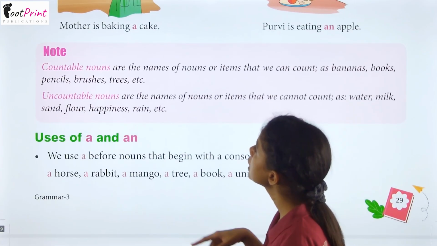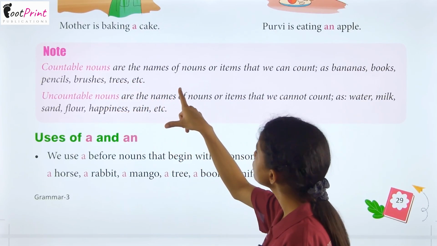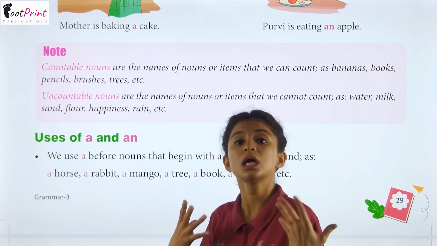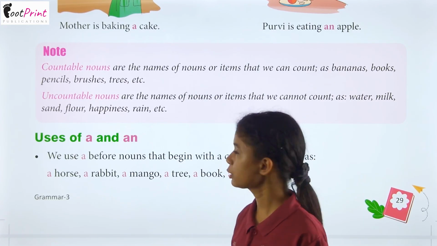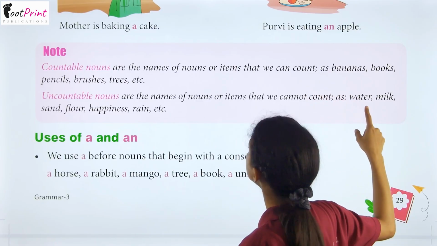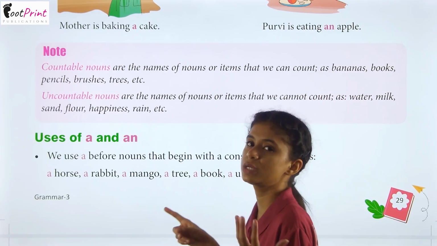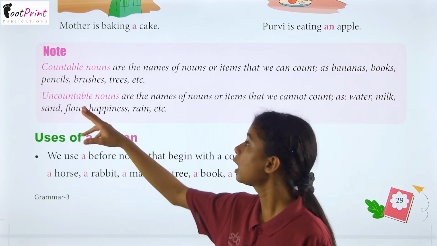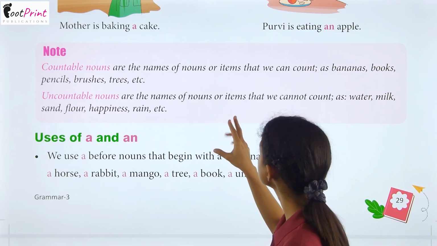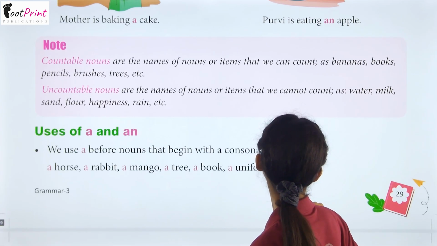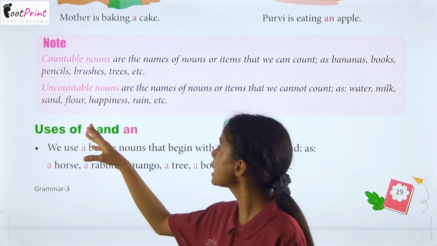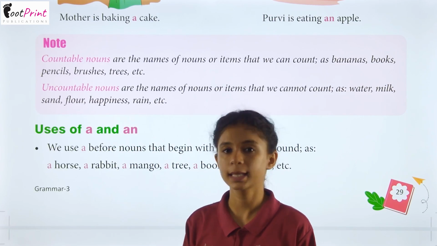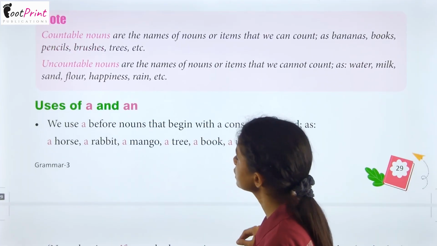Let us note that countable nouns are the names of nouns or items that we can count, such as bananas, books, pencils, brushes, trees, etc. All these nouns we can count easily. Uncountable nouns are the names of nouns or items that we cannot count, such as water, milk, sand, floor, happiness, rain, etc. So they are called uncountable nouns.